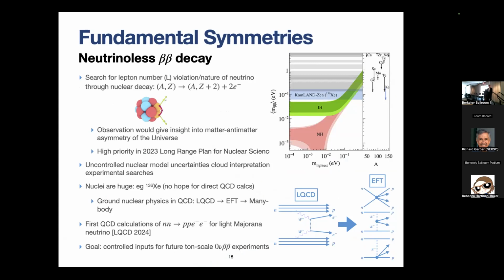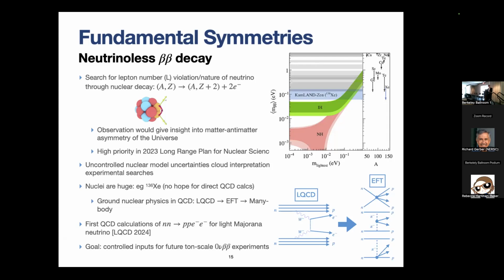So neutrinoless double beta decay, in which a nucleus of atomic number A and proton number Z, two neutrons in that system turn into protons, so the proton number goes up by 2, and 2 electrons come out. So this is a theorized process in which, if it happens, would mean that one of the symmetries of the standard model, lepton number, is in fact violated. And this will be important because it would tell you about the origin of the matter-antimatter asymmetry that we see in the universe. And this also experimentally is a high priority in the recent long-range plan.